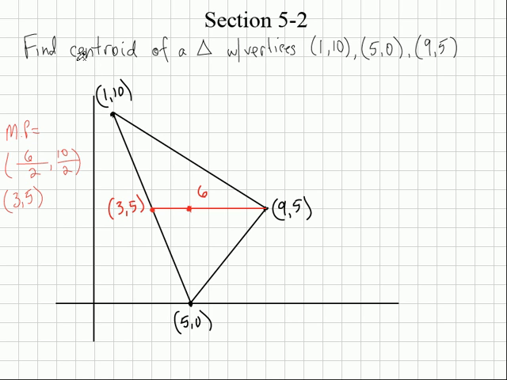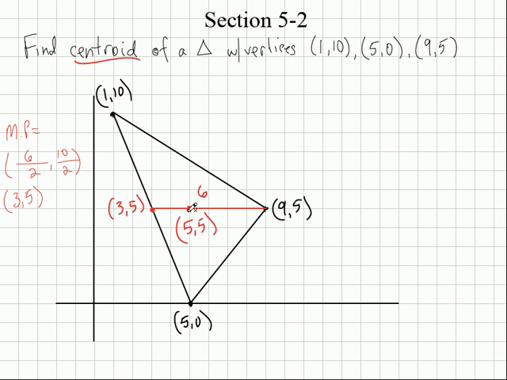And what do they ask for? They just ask you to find the centroid. So what is that ordered pair? 5, 1, 2, 3, 4, 5. So that point right there is (5, 5). Does that make sense? All right. Now, again, you could have drawn all three medians, and if you did it accurately, they should all intersect right here at (5, 5). Okay?